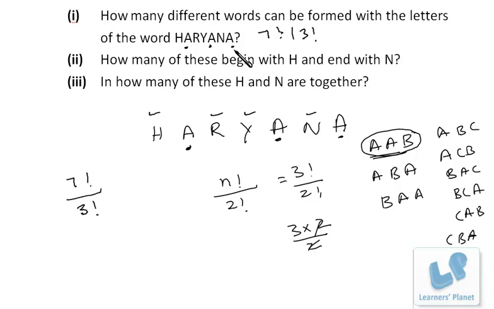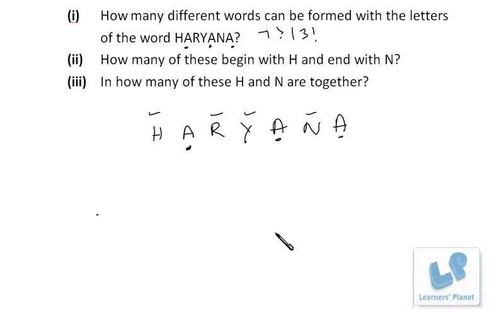Now let's take the second case. In this case, how many of these begin with H and end with N? Now I have 7 places: 1, 2, 3, 4, 5, 6, 7. For the first place, H is fixed. For the last place, N is fixed. So here we have just one choice, and here we have just one choice.